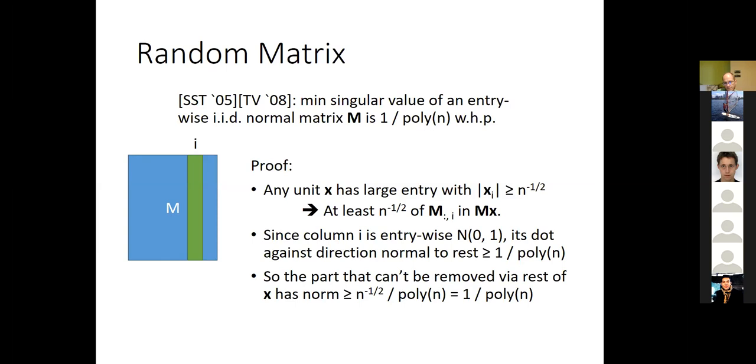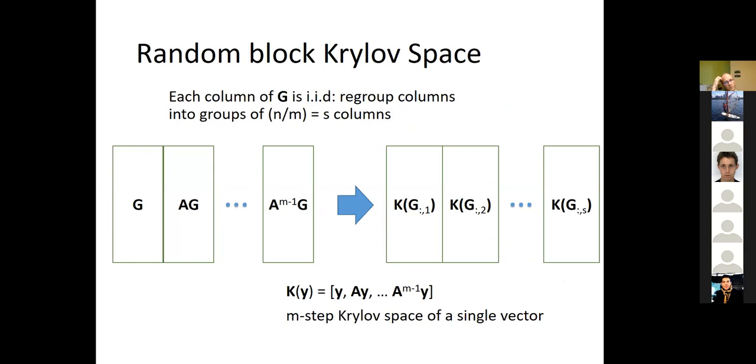So basically you think geometrically and you prove that every column in your matrix is likely to have a big dot product in the space orthogonal to the other columns. You can do the same thing for a block matrix. Every column of G becomes A times that, so every column Y becomes Y, AY, and so on. You regroup the block Krylov space so that it's basically the Krylov space of each column separately, and you prove the same thing.